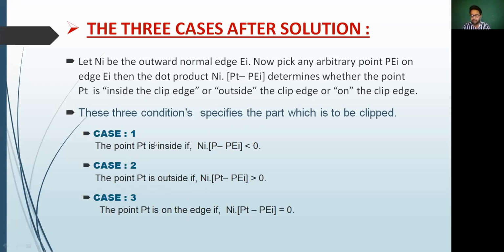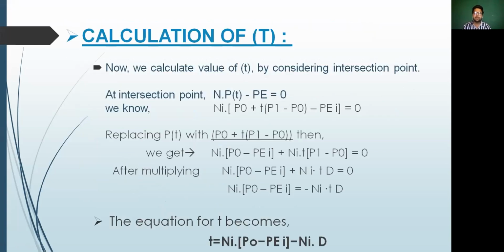In case number 3, the dot product is always equal to 0. It means the point is at the intersection with the edge, which implies directly which part of the polygon we have to clip. As I told you earlier, I will talk about the value of t in the later slides. It's time to talk about the value of t.